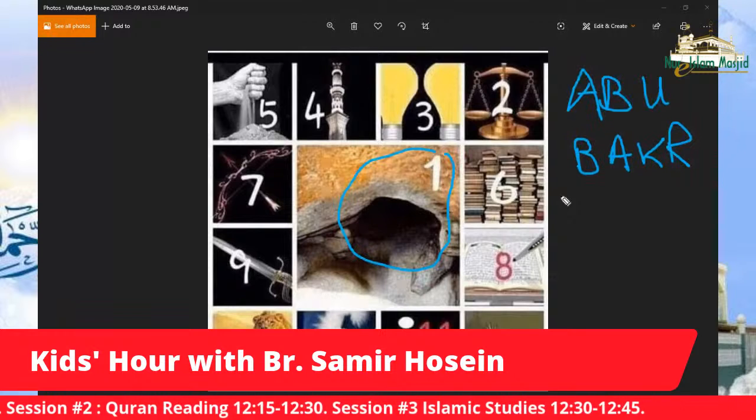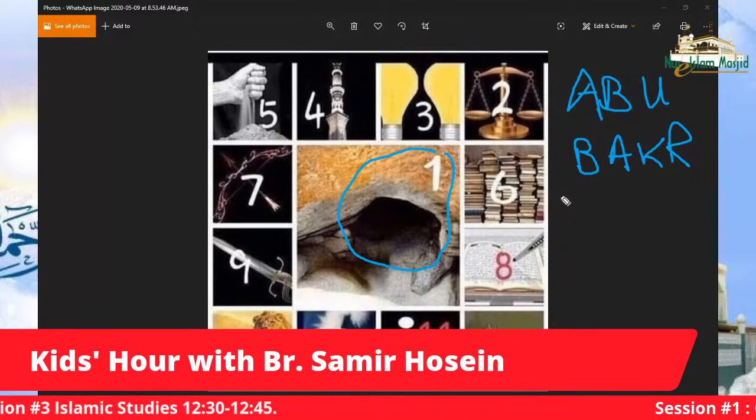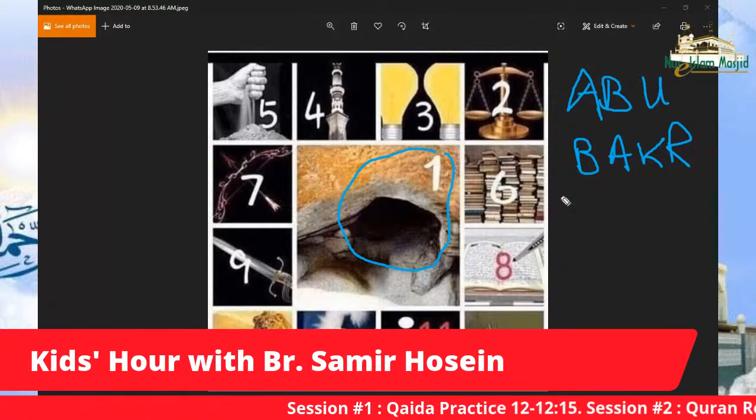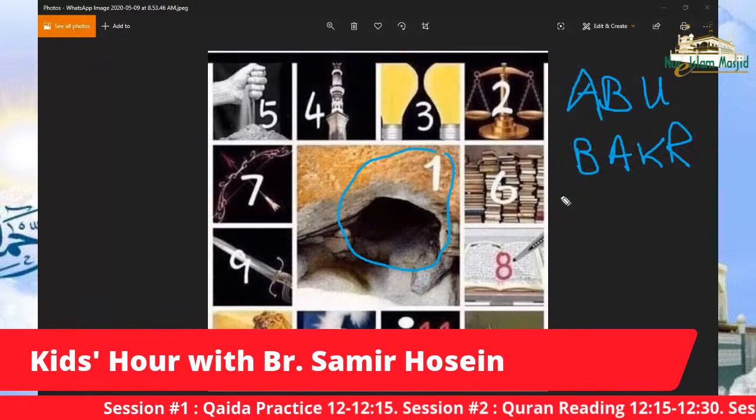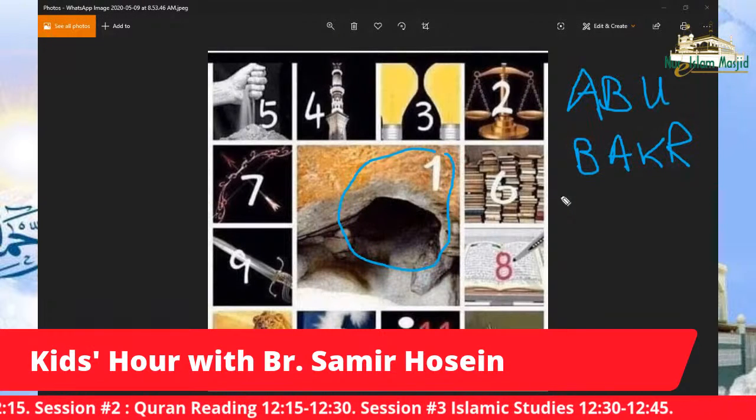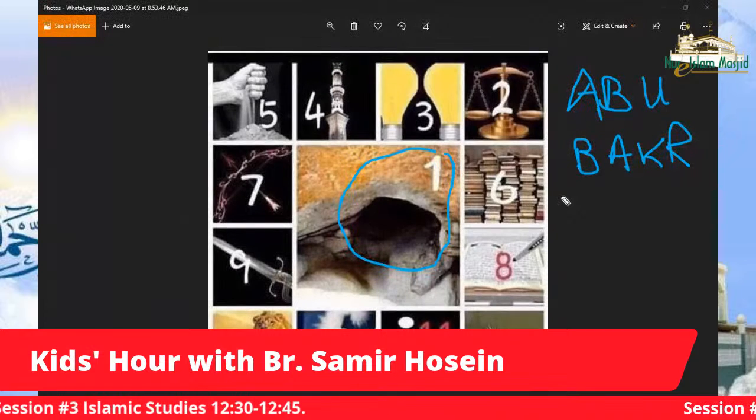We will tell the story tomorrow about Abu Bakr radiyallahu anhu, and give the students some time to ask your parents, try to look it up for yourself, figure out what is the cave and how is it associated with Abu Bakr radiyallahu anhu. But Abu Bakr radiyallahu anhu, he was known to be the greatest of all companions.